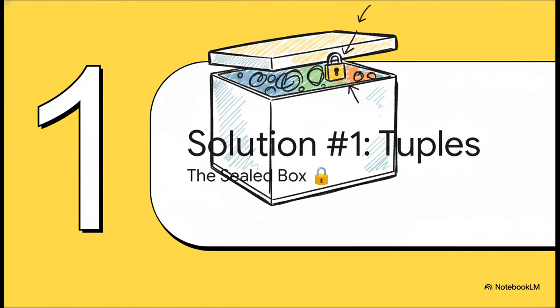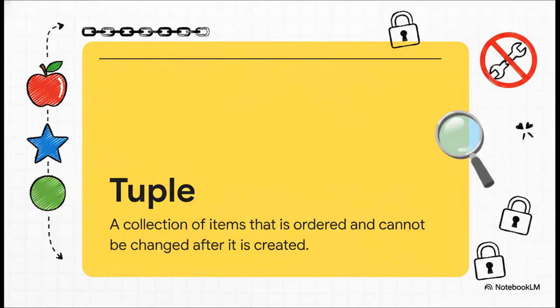So our first solution is something called a tuple. And honestly, the best way to think about a tuple is to picture a sealed box. Once you put your items inside and you close that lid, that's it. The contents are locked in, they're safe and sound, and not going anywhere. So here's the most important thing to get. A tuple is a collection of items, just like a list, and yeah, it keeps them in a specific order. But its real superpower is that it's immutable. Now, that's kind of a fancy word, but all it really means is you can't change it. Ever. Once it's made, it's set in stone.